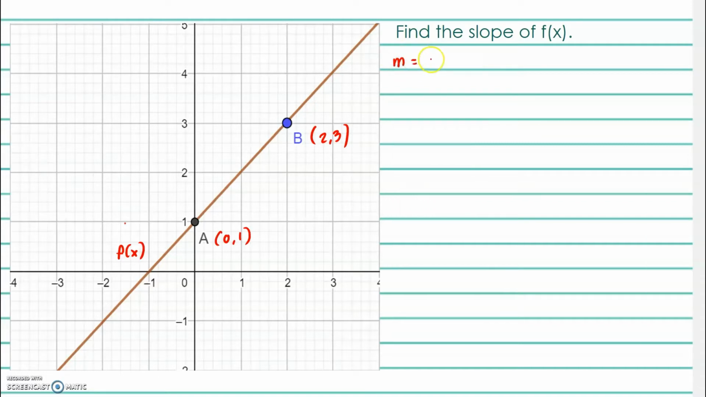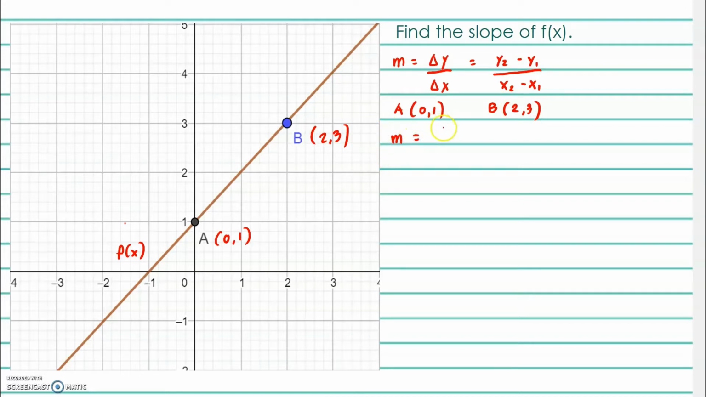is equal to the change in y over the change in x, or simply y sub 2 minus y sub 1 over x sub 2 minus x sub 1. Okay, let's go back to the points given. We have A is at 0 and 1, and point B is at 2 and 3. Let's compute for the slope.